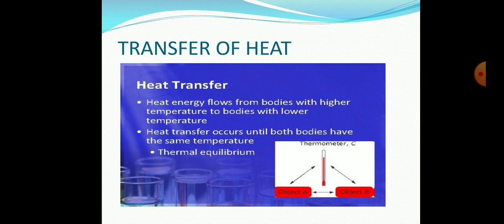Here, students, the transfer of heat. We know that heat is a form of energy, and this energy is transferring from body to body. The heat energy flows from bodies with higher temperature to bodies with lower temperature. And this heat transfer occurs until both these bodies have the same temperature. If both the bodies are at the same temperature, then you will say that these bodies are in equilibrium.